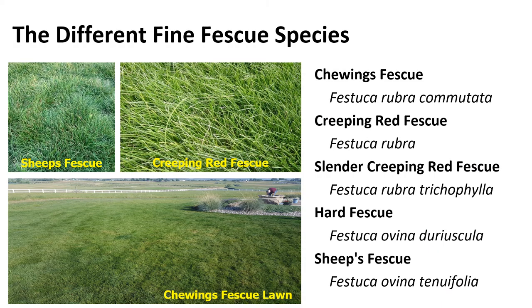There are a number of different species of fine fescue. So fine fescue in itself is not a species. It's kind of an umbrella term. And these are considered to be the five different fine fescue species. They all look fairly similar, except the sheep's fescues are kind of blue-green in color, where the others tend to be a greener coloration. They're very hard to tell apart just botanically. Some have more rhizomes than others, and some are more of a bunch grass. But we classify them all as fine fescues.